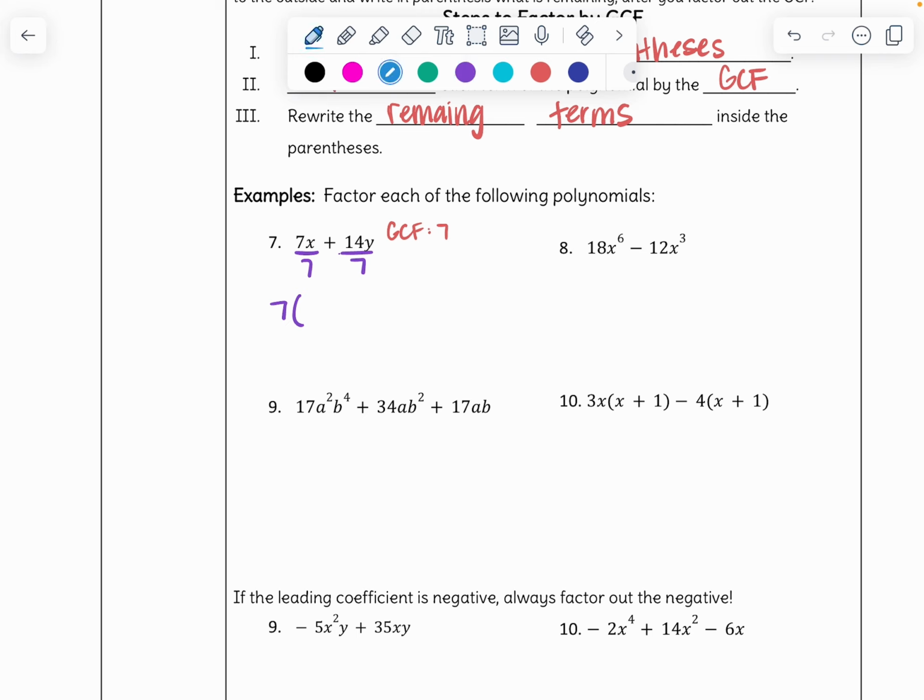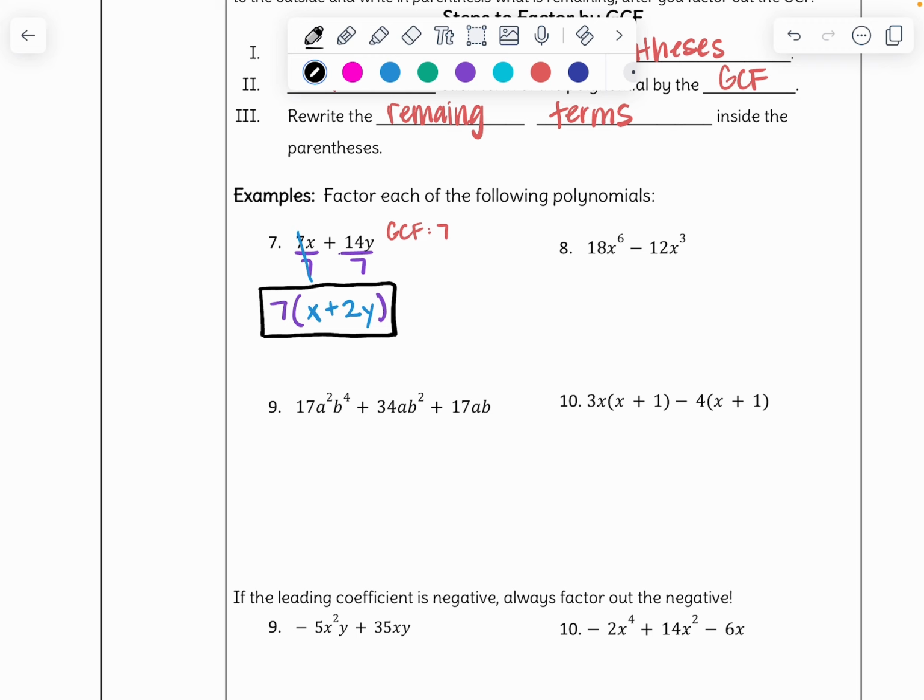Now I just divide. So 7 divided by 7 is 1, and then I can just bring x down. So 7 cancels out. I end up with 1x or just x. 14 divided by 7 is positive 2, and y divided by, there's no y down there, so we just bring it down. So my factored form is 7 times x plus 2y.